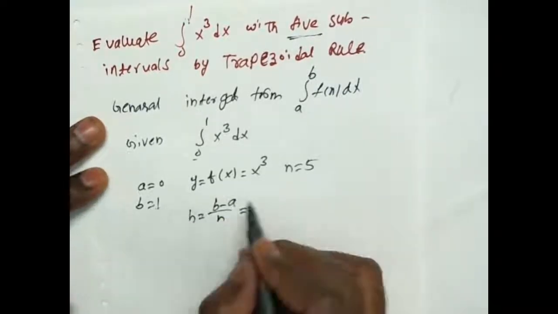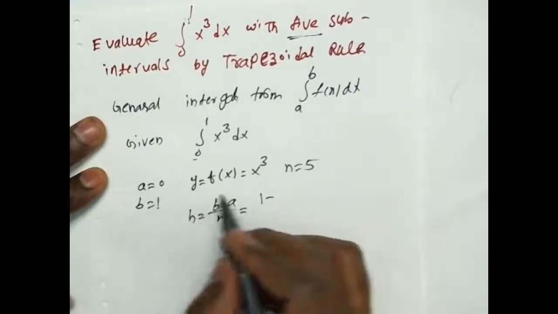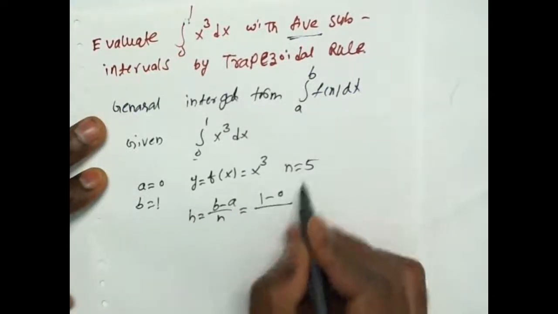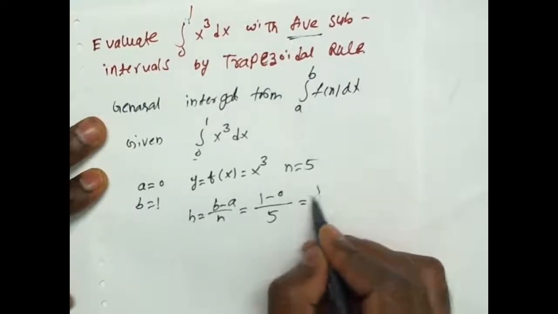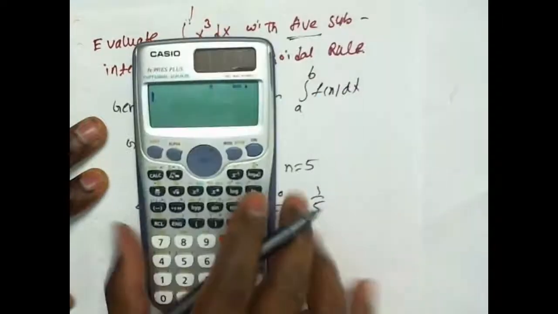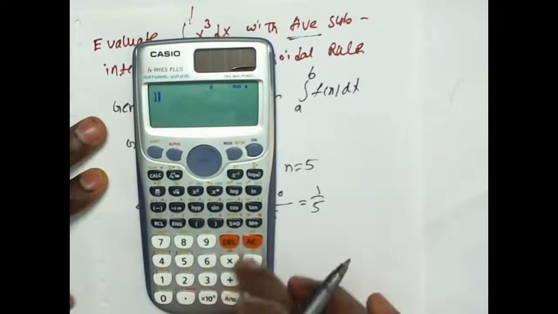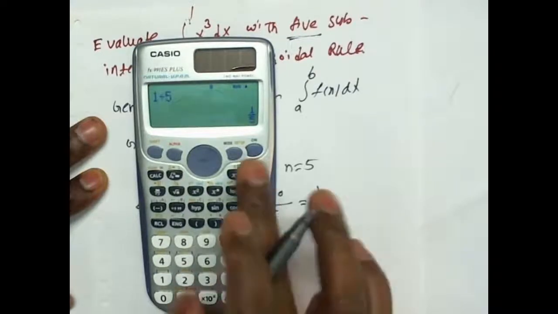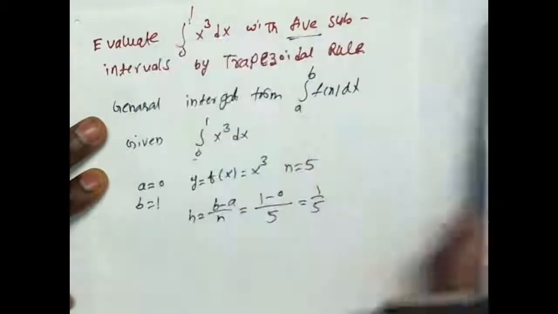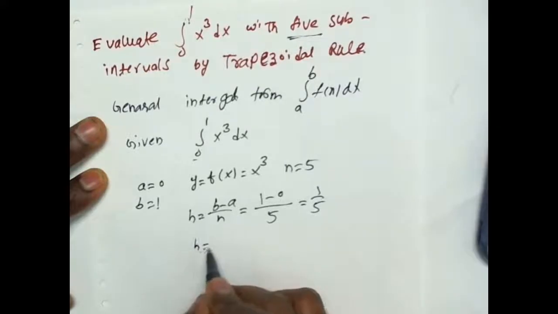What is the b value? 1 minus, what is the a value? 0. 1 minus 0 by, what is the n value? 5. That equals 1 by 5. 1 by 5 equal to how much? 1 divided by 5 is equal to 0.2. That is h equal to 0.2.